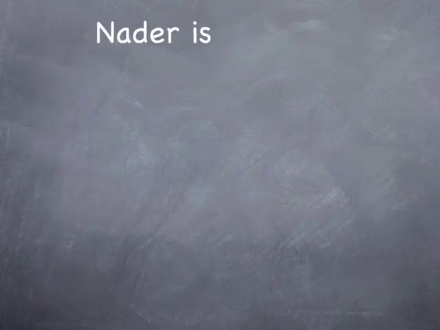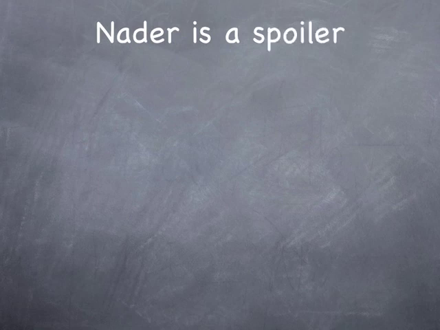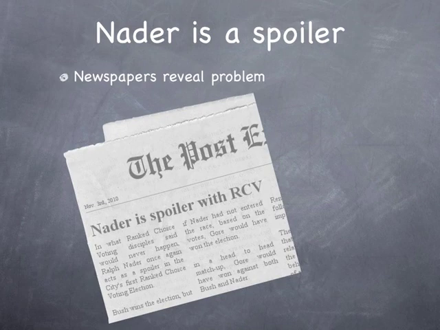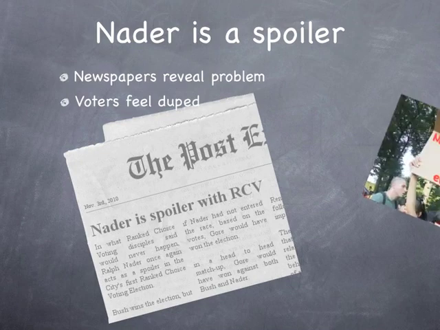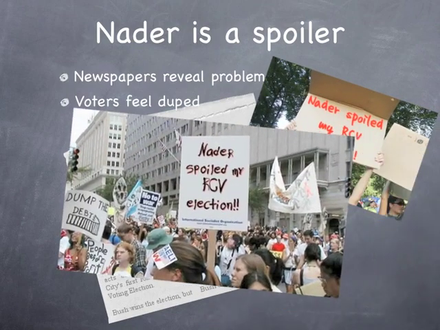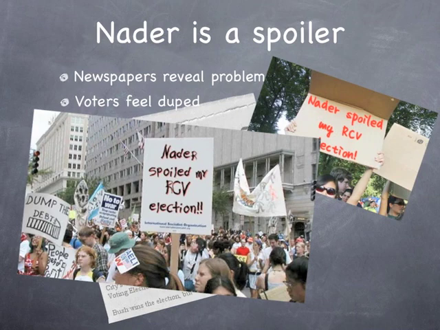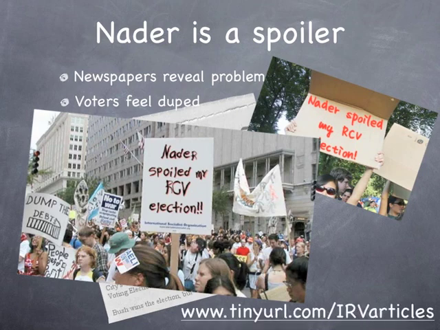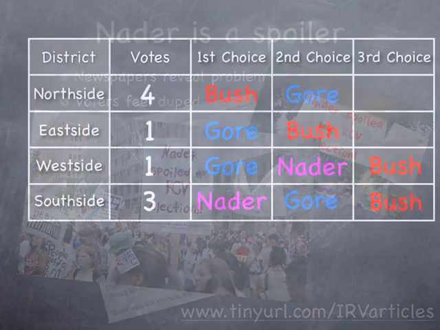Once again, Nader is a spoiler, and once the newspapers take a look at this, they're going to reveal the problem, that Nader spoiled the election with ranked choice voting. And then the voters feel duped, and they start coming out to protest, because they were promised that ranked choice voting would eliminate the spoiler problem. You can see many articles concerning ranked choice voting and instant runoff voting at www.tinyurl.com/IRV articles.